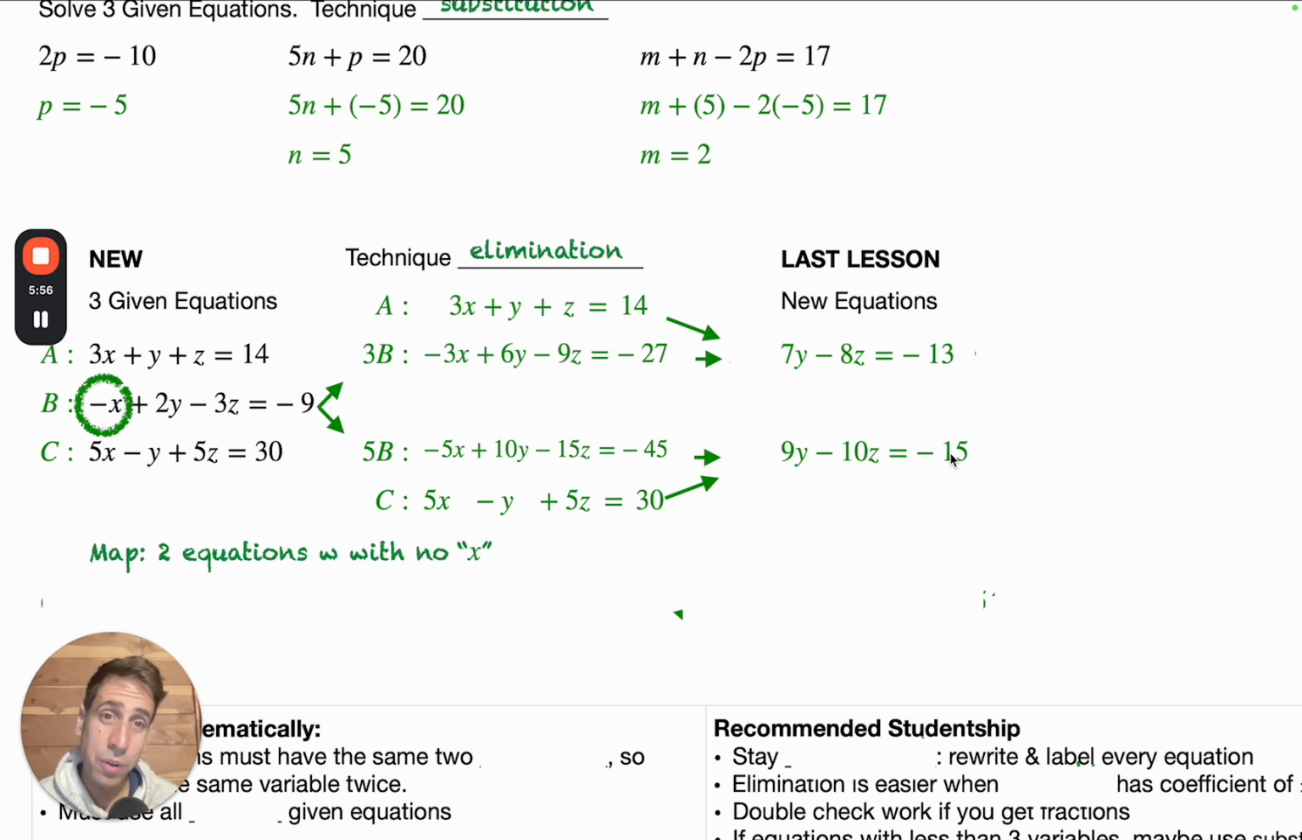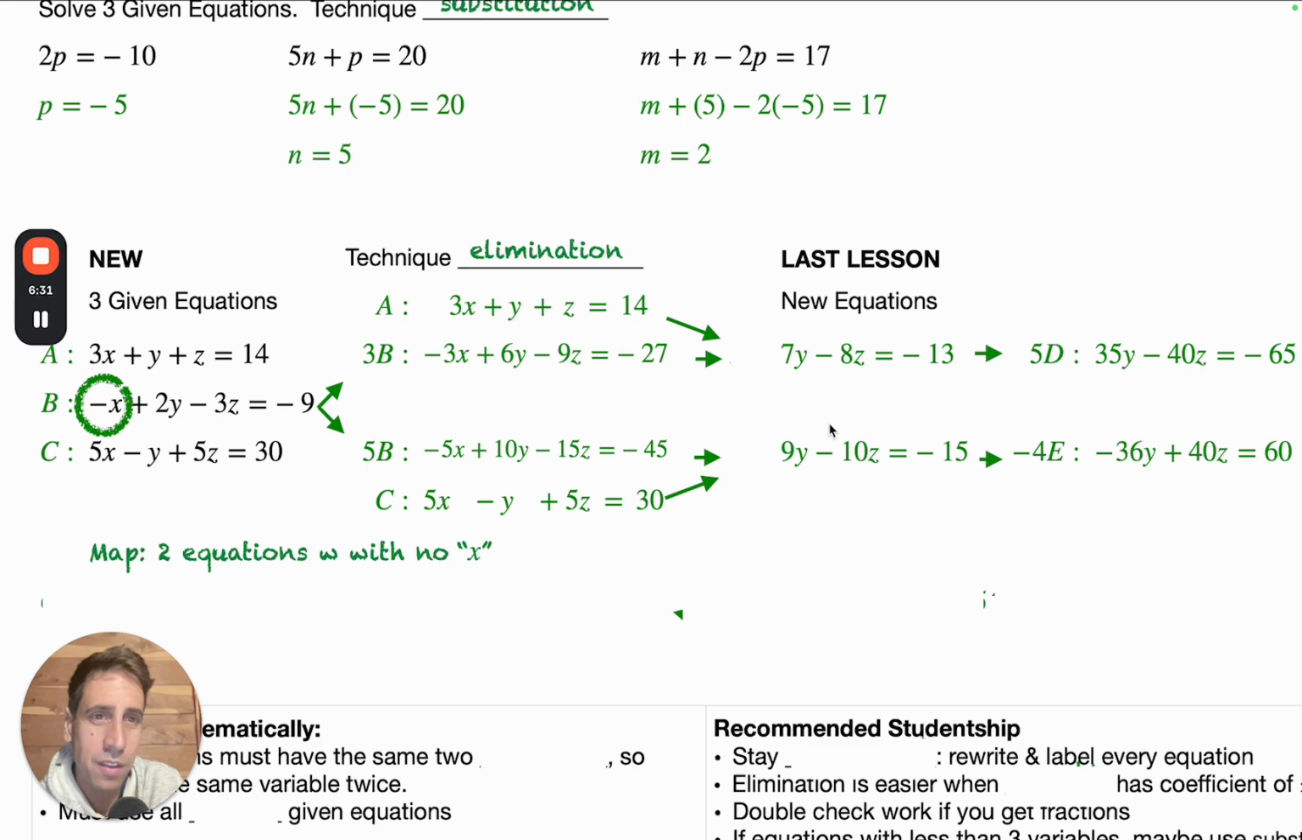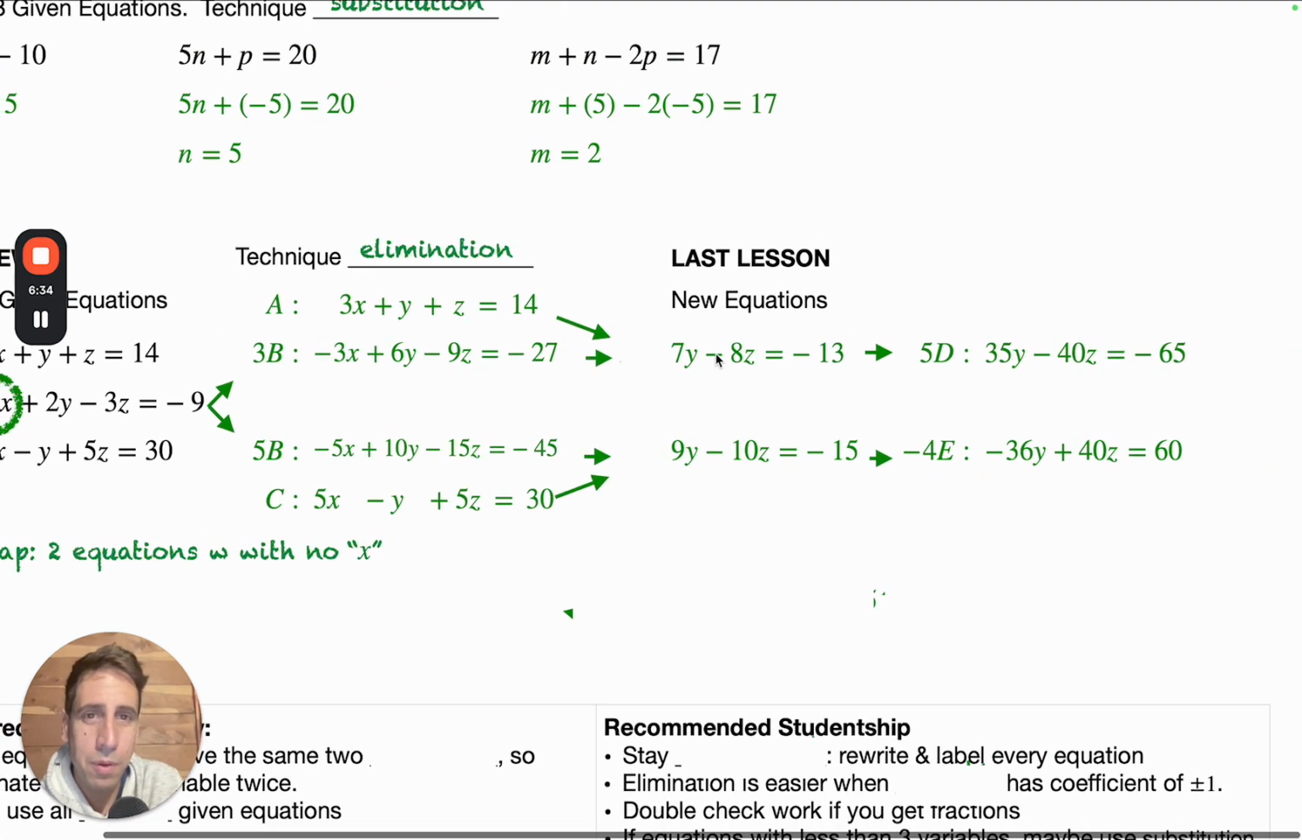Great. Now this is two equations, two unknowns. We can use what we learned last lesson to go from two equations, two unknowns, down to one equation with one unknown. And it's going to be elimination again. I have to find the least common multiple. If I wanted to eliminate the y's, I would need to create a 63y and a negative 63y. I think I'm going to go a little bit lower because the least common multiple between 8 and 10 is 40. So I need to transform these equations into equations that have a positive 40z and a negative 40z.